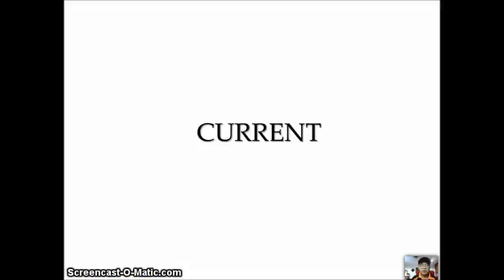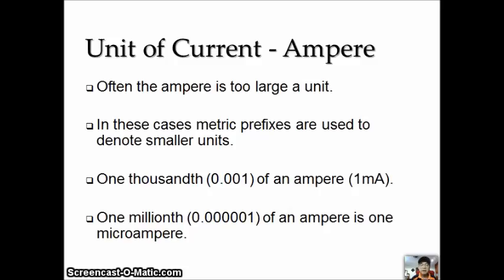Then we look at the second topic, which is the current. The unit of current is amperes. But if the ampere is too large, then we can use a smaller unit. For example, the milliampere, which is one thousandth of an ampere, or the microampere, which is one millionth of an ampere.